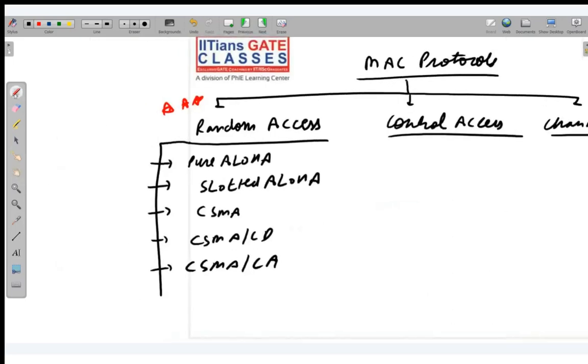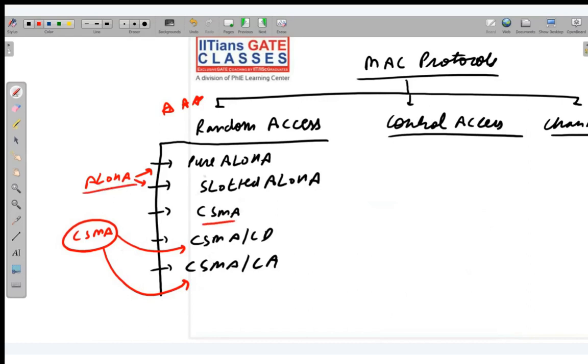Aloha is of two types, pure Aloha and slotted Aloha. And CSMA is actually one protocol and it has two extensions, CSMA CD and CSMA CA. Okay, so these are the two extensions of CSMA. The actual protocol is CSMA. So we have only two protocols, Aloha and CSMA.